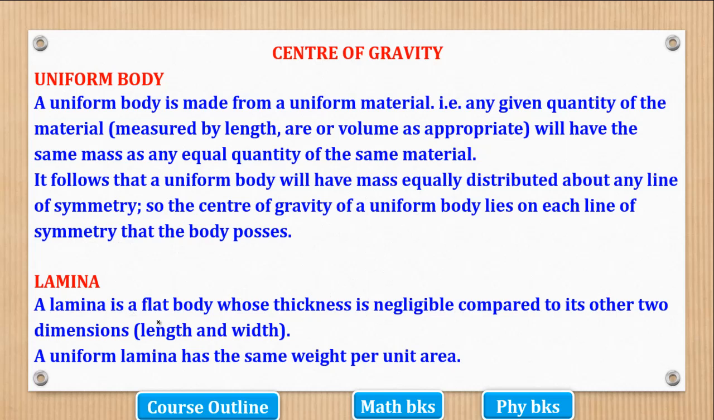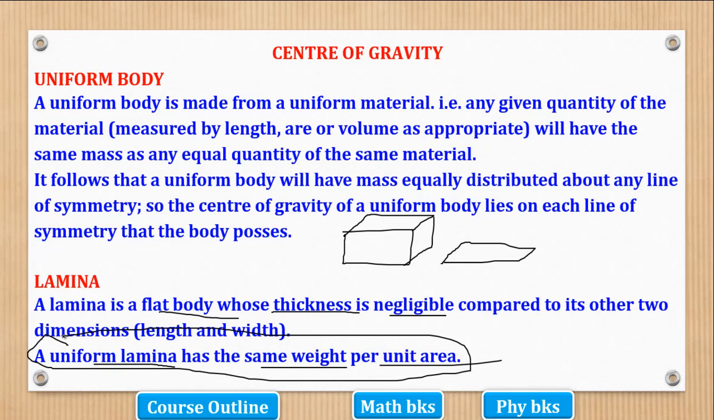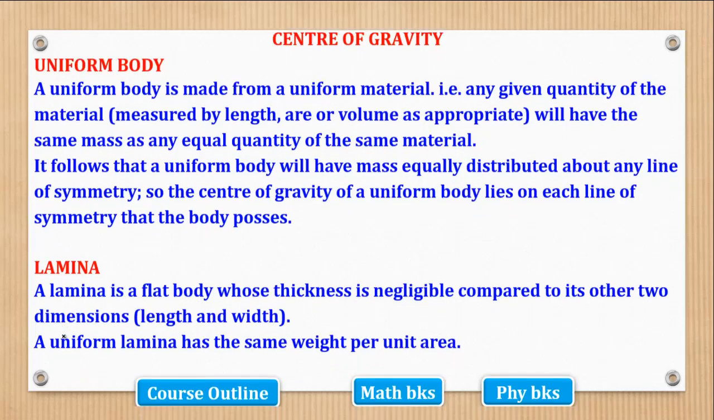Then a lamina is a flat body whose thickness is negligible. Remember, we get the volume of a cuboid because it has a thickness which is not negligible. But what if the thickness is negligible? It becomes a lamina. So here we can only consider length and width alone for a lamina. A uniform lamina has the same weight per unit area. This is what we shall be using more frequently when we reach the step of getting the center of gravity of various laminas. So here we go step by step.